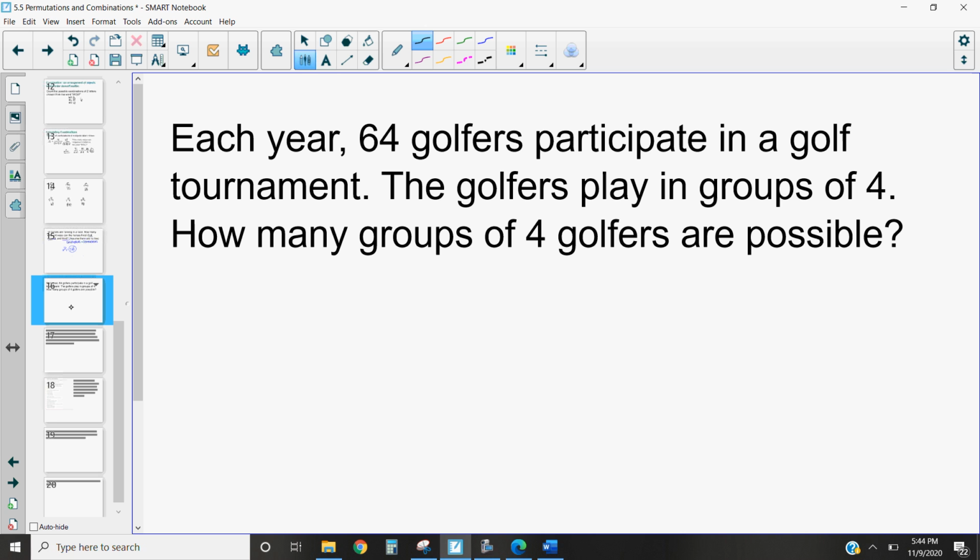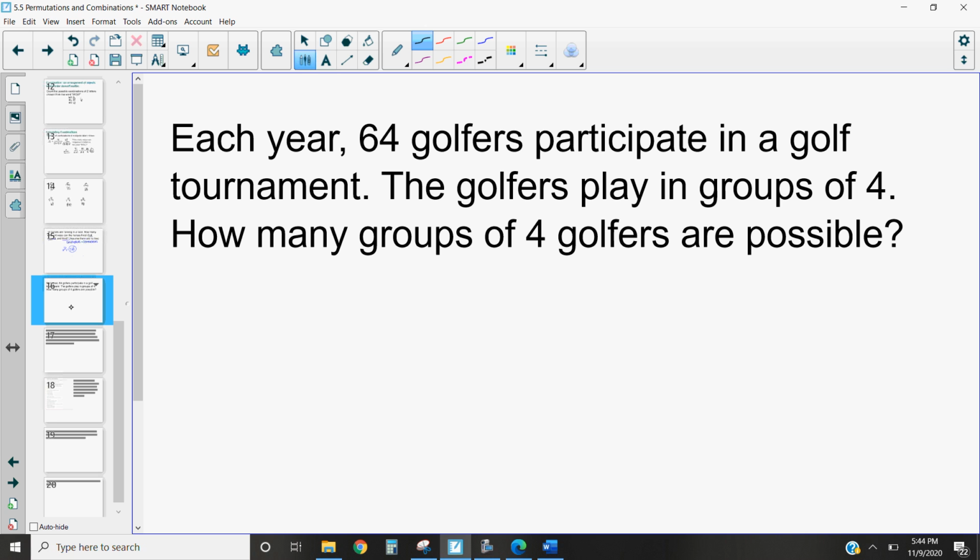Each year, 64 golfers participate in a golf tournament. The golfers play in groups of 4. How many groups of 4 golfers are possible? Now remember, permutations mean there's a specific thing we're looking for. First place, second place, third place, president, vice president, computer programmer, software engineer, whatever it is, we're looking for something specific, so our order matters.